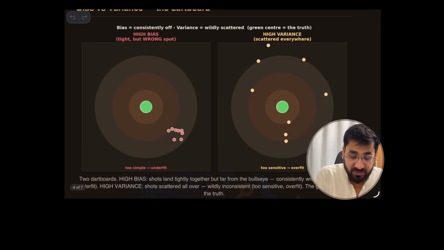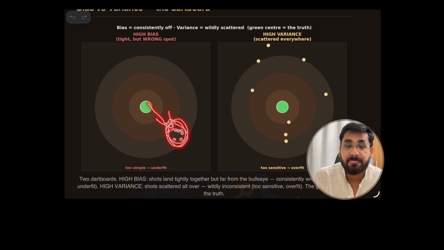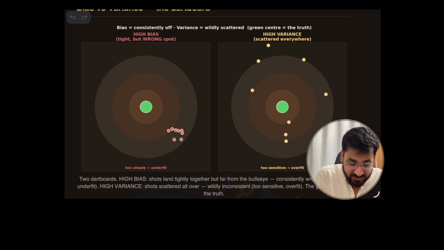See, the left one has high bias and the right one has high variance. What is bias? High bias means this is the truth, the red bull's eye, but all the predictions are happening very far from the truth. Still they are consistent. They are together, but they are far from the truth. So you can say they are too simple and we call it underfit.